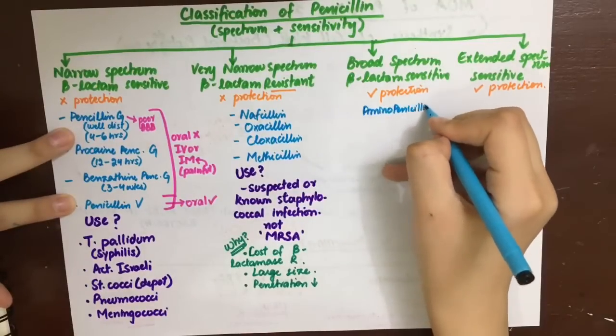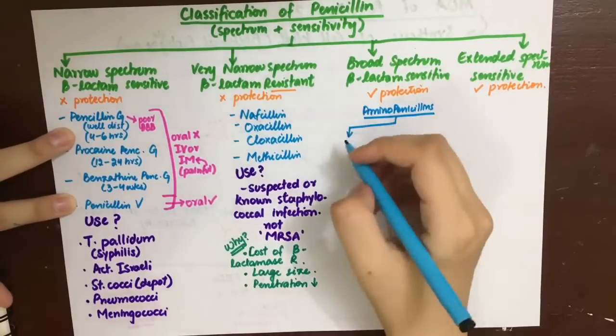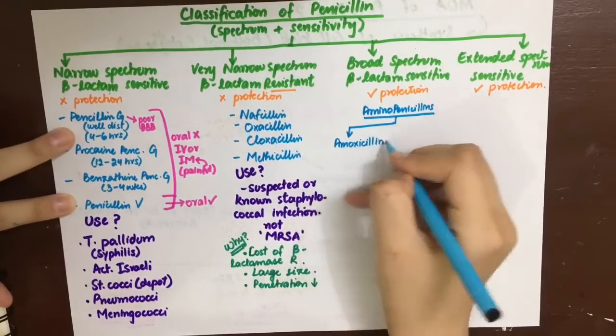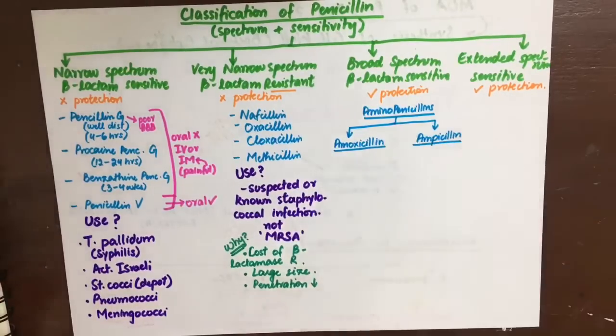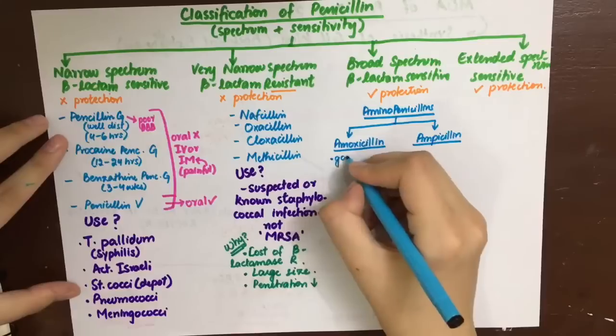Next are the broad spectrum beta-lactam sensitive penicillins, and they include aminopenicillins, that is amoxicillin and ampicillin. Now, both of them have some differences. Amoxicillin has a very good absorption from the gut, while ampicillin is not that readily absorbed, so it reaches high concentration in the gut. And this is actually useful for ampicillin in the cases that it can be used to treat the dysentery associated with Shigella.